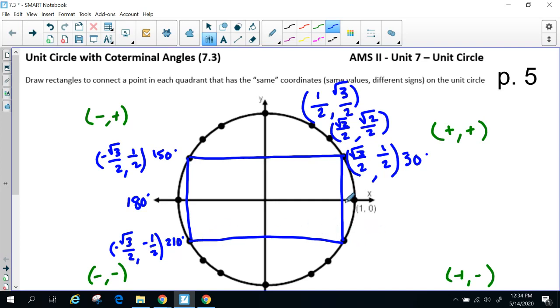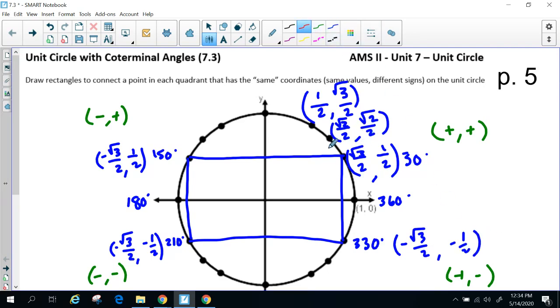So here I was 30 degrees less than, this is 360 if I rotate all the way around, so that makes it 330. And both of those x and y coordinates are negative. So I have a negative root 3 over 2 and a negative 1/2.